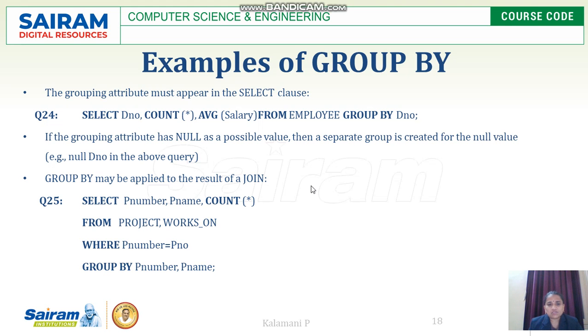Suppose the grouping attribute has NULL as a possible value, then a separate group is created for the NULL value. This can also be applied to the result of a join, where we can link more than one table and apply the GROUP BY function. We can group the tuples based on one or more attributes. Here we have grouped with only one attribute, department number; here there are two attributes, P number and P name. First it will be grouped based on the project number, then based on the project name.